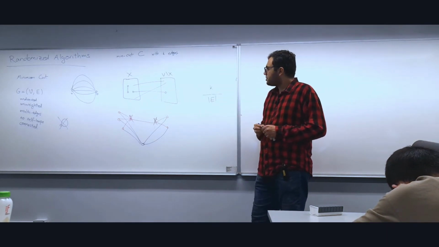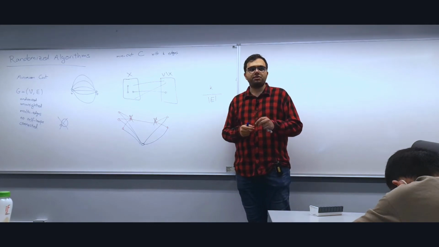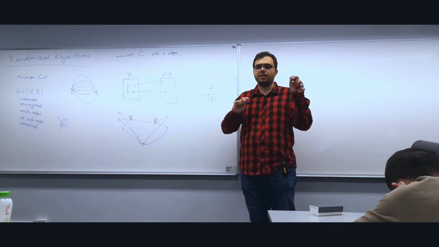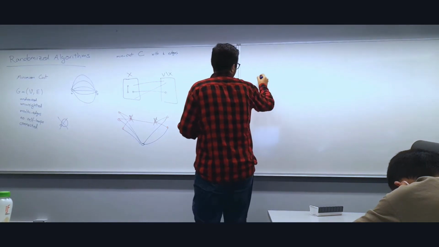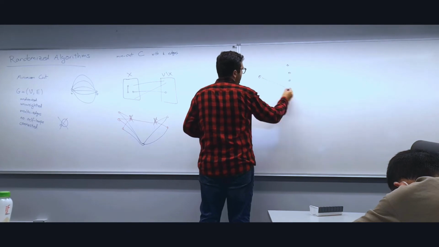But I can look into some specific types of cuts. The simplest type of cut is to just take one vertex and put it on the left side and put everything else on the right side. So let's say I put one vertex on the left side and I put everything else on the right side.